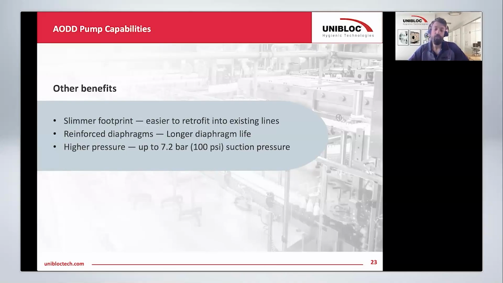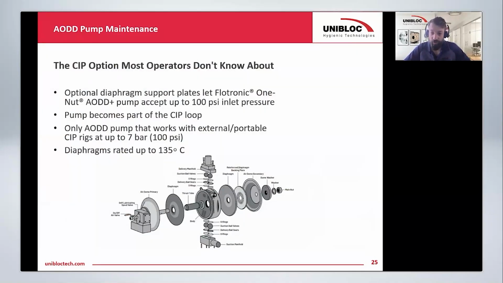But with the Unibloc or the Flowtronic AODD, you have those reinforced diaphragms on there, and you can just use the pump and route all your CIP product through the pump without damaging it. And so this kind of just shows, you can see there's a little backing plate on the right side in between the diaphragm and the air dome. That's what allows us to CIP this pump.